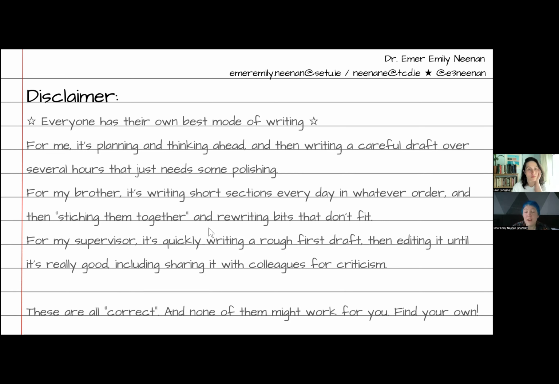So those are all perfectly good ways of writing. One of them might work for you. None of them might work for you. You need to figure out what works for yourself, and don't let anyone tell you that that's the wrong way of doing it. Anything that involves you submitting a piece of writing that you are generally happy with and you didn't harm your health to produce it is the right way of doing it. So as long as you are healthy and you are reasonably happy with what you produced, you have done writing correctly. Don't let anyone else tell you different.